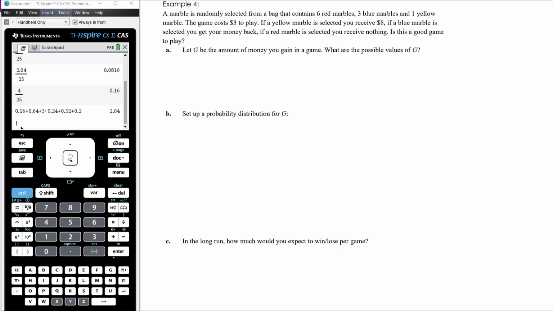So let G be the amount of money you gain in a game. What are the possible values of G? G is not just what you get paid, it's your overall gain. It costs $3 to play. If a yellow marble is selected, you receive $8, so that's a gain of $5. If a blue marble is selected, you get your money back, so that would be a gain of $0. And if a red marble is selected, you receive nothing, so you lose the $3 that you paid. So those are the possible values of lowercase g, to represent the specific values of uppercase G. The values are 5, 0, and -3.